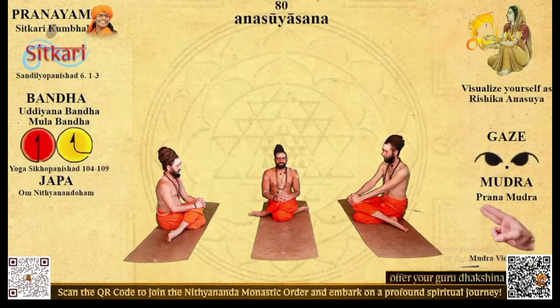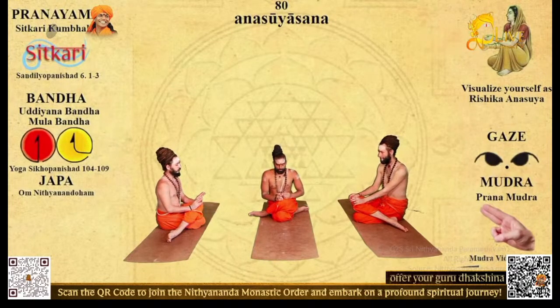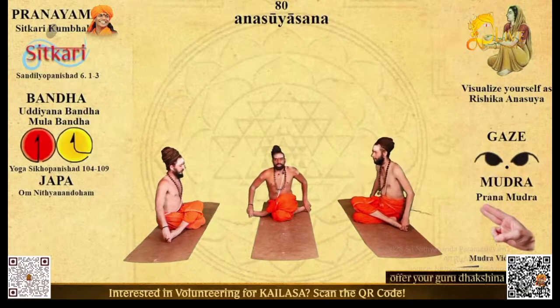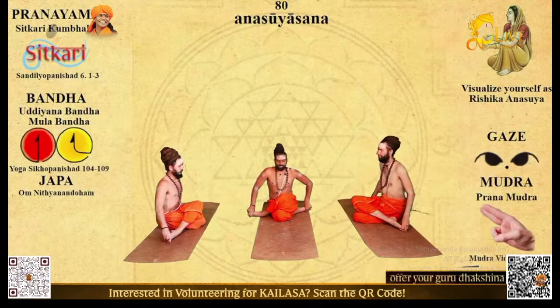Now the next asana is Anushasana. Seated in the same position of Gomukhasana, hands in Pranamudra, hold the big toe of the opposite leg. Gaze to the nose, engage Mulabandha and Uddiyana Bandha. Visualize Rishika Anushya in your space as you perform Siddhkari Pranayama.